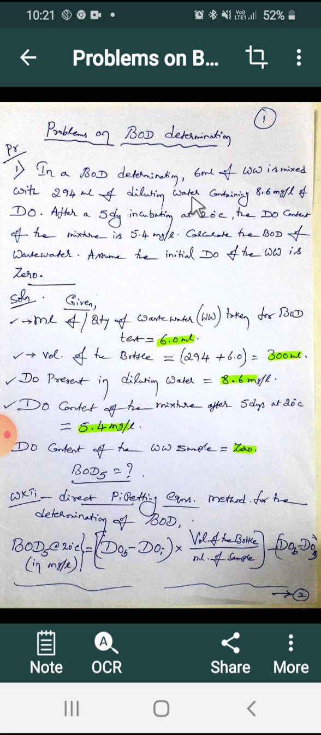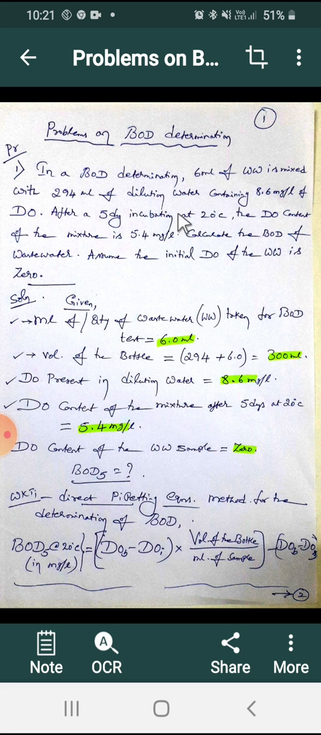Dilution water means that it is rich in oxygen. Why is oxygen required? The bacteria, the microorganisms which are present in the sewage, the sewage you have taken, 6 ml. These microorganisms are going to start eating the food which is present in the sewage. While eating, what happens? They start consuming oxygen. That oxygen is called dissolved oxygen. How much they consume, that much is the demand. To stabilize the organic matter, that is the amount of oxygen you have to study.